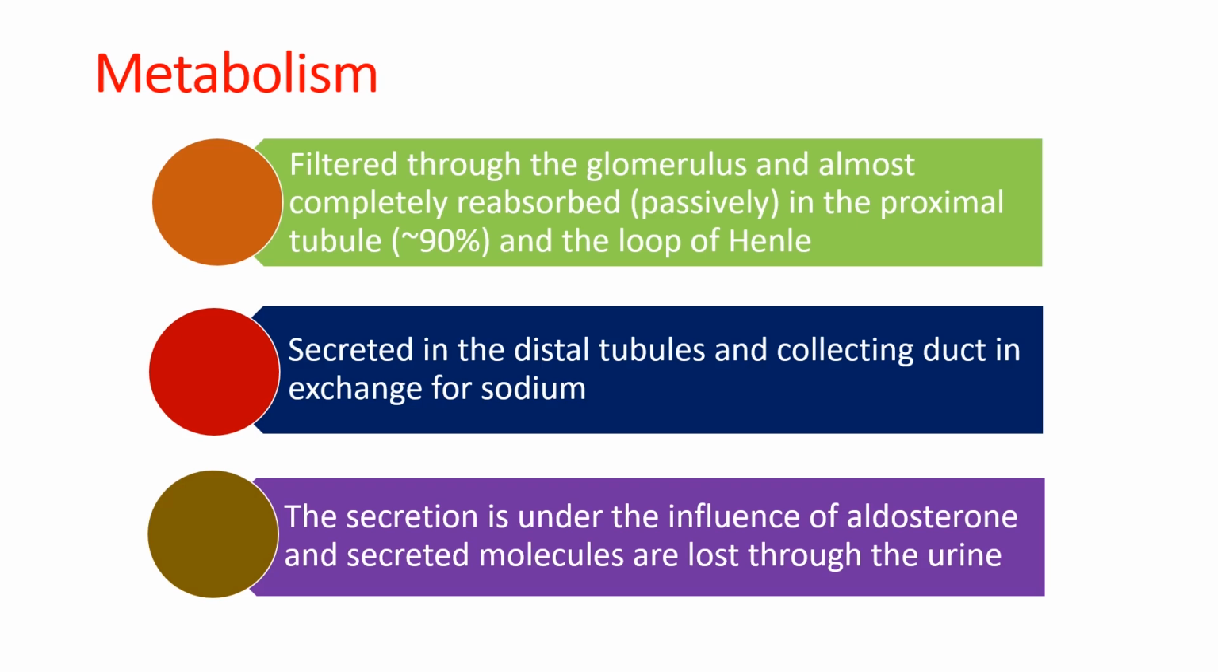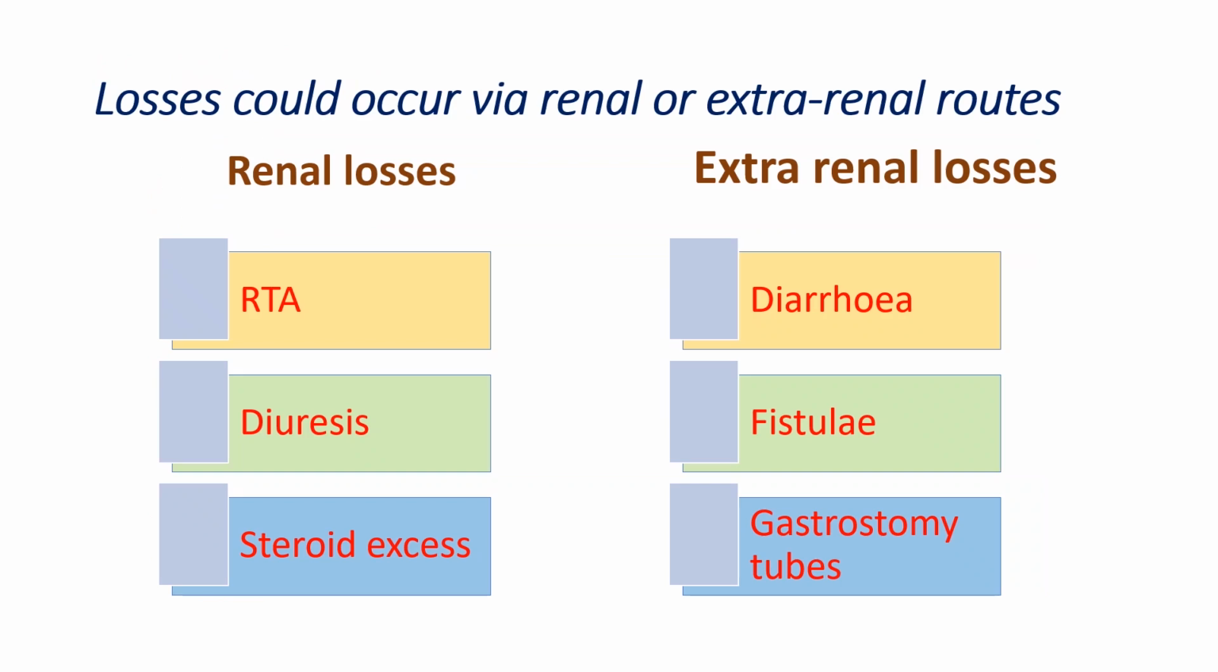Although the body has several mechanisms in place for ensuring potassium homeostasis, there are several situations in which losses are inevitable, and these losses have been classified as either renal losses, when they occur in the kidney, or extrarenal losses, when they occur essentially in the gastrointestinal tract. One of the major causes of renal losses is renal tubular acidosis type 1 and type 2.